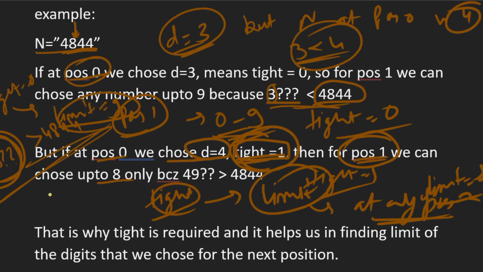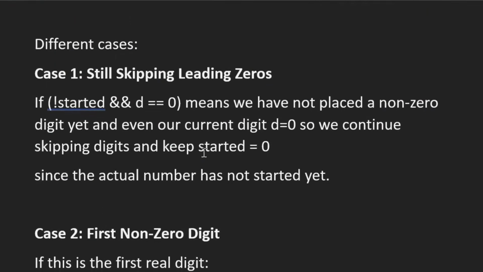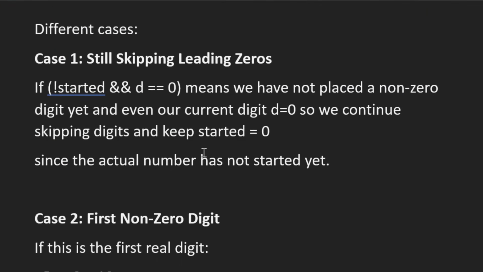So if at any position tight is equal to 0, then we can choose any digit from 0 to 9 for that particular position. But if the tight variable is equal to 1, then our limit will be the digit present at that particular position. So here 8 was present, so our limit will be 8, that is we can choose digits between 0 to 8 only, right? So I hope you get the tight variable now, right? So next we'll see the different cases.